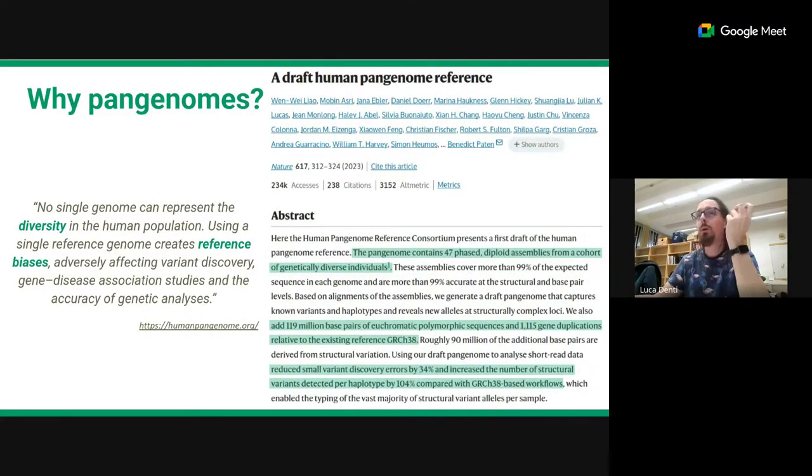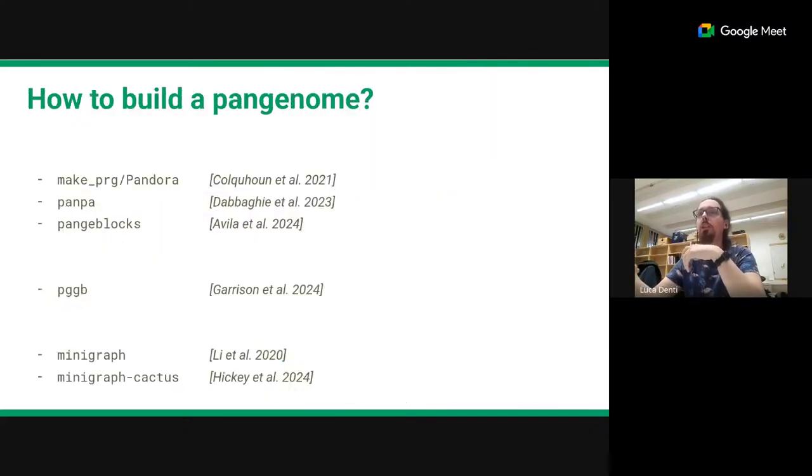And well, this is just an introduction. So why are pangenomes useful? I think that everything can be summarized with this sentence from the HPRC, the Human Pangenome Reference Consortium website, that says that no single genome can represent the diversity in the human population, and pangenomes can fix the reference bias and the observational bias that is created by considering a single reference genome. But yeah, this is just to say why we're interested in pangenomes, but actually the focus of my talk will be on how we can build the pangenome.